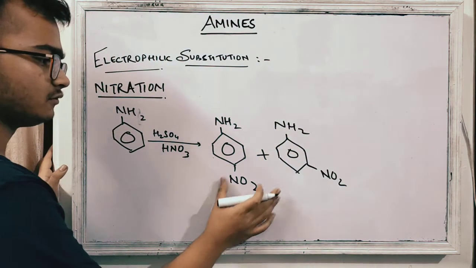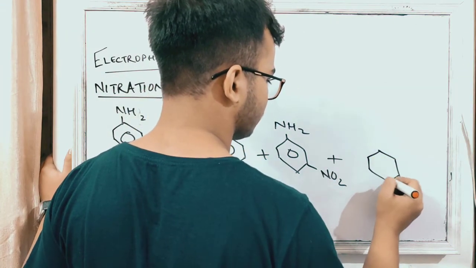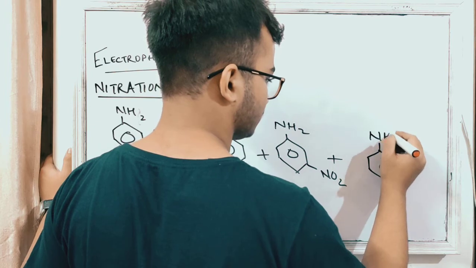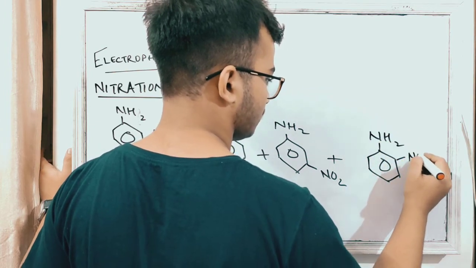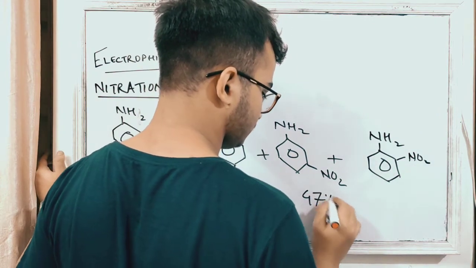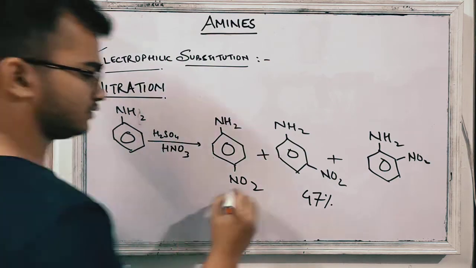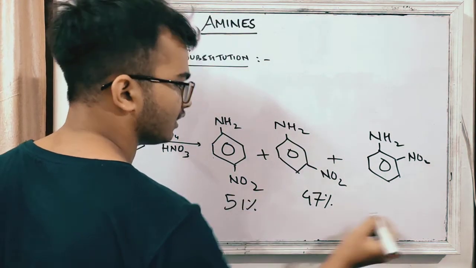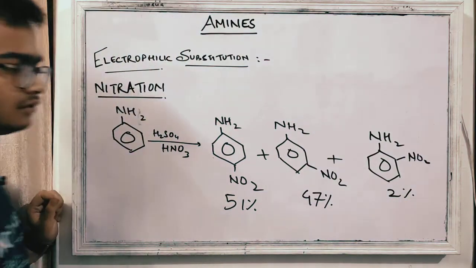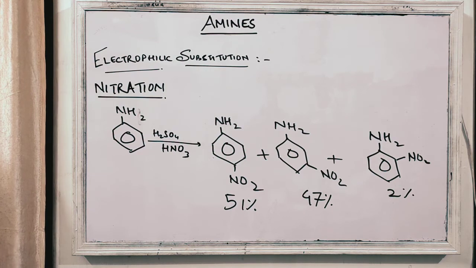This is ortho, this is para, this is ortho, and this is meta. Now, there are some percentages of the products formed. So, meta is formed 47%, the para is formed 51%, and this ortho is formed 2%. Now, why this happens is because of resonance effect, inductive effect, and also the mesomeric effect.